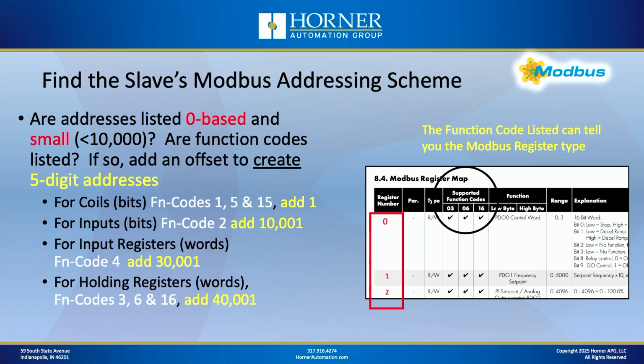Similarly, if we're looking at small but zero-based register numbers listed in the documentation, we're going to have to add a slightly larger number to that register in order to build our 5-digit address. So again, if we're looking at function codes associated with a holding register and we're looking at zero-based registers listed in the chart, then we're going to be adding 40,001 to that value to come up with our 5-digit address base.